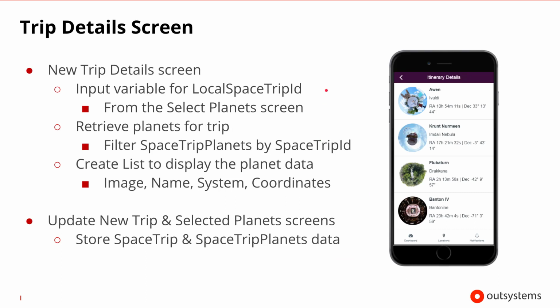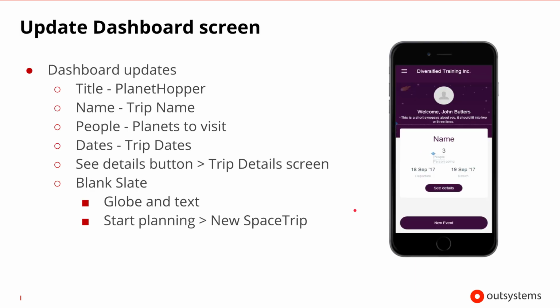From there, once we've selected all the planets we wish to go to on a particular trip, we want to be able to see the list of planets that we will go to on that trip. So we'll create what we call the trip details screen. And from there, we'll do the last set of work, which is updating the dashboard, where we'll be able to see the name of our different trips, the number of planets, and the dates for those types of trips.